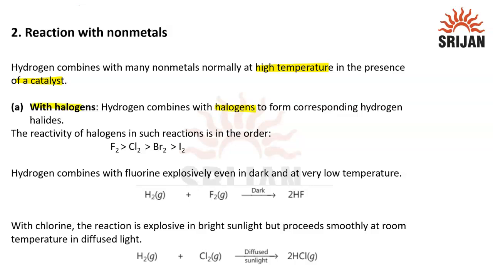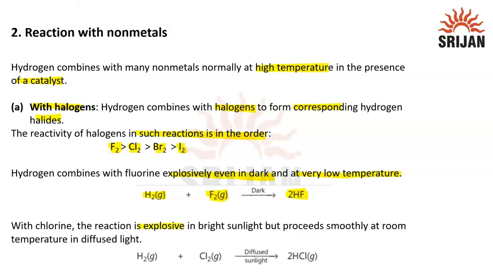Hydrogen combines with halogens to form the corresponding hydrogen halide. The reactivity of halogens in such reactions is in the order: the most reactive is fluorine, then chlorine, bromine, and then iodine. Hydrogen combines with fluorine explosively even in dark and at very low temperature. So hydrogen on reacting with fluorine gives us two molecules of hydrogen fluoride and the reaction is highly exothermic.